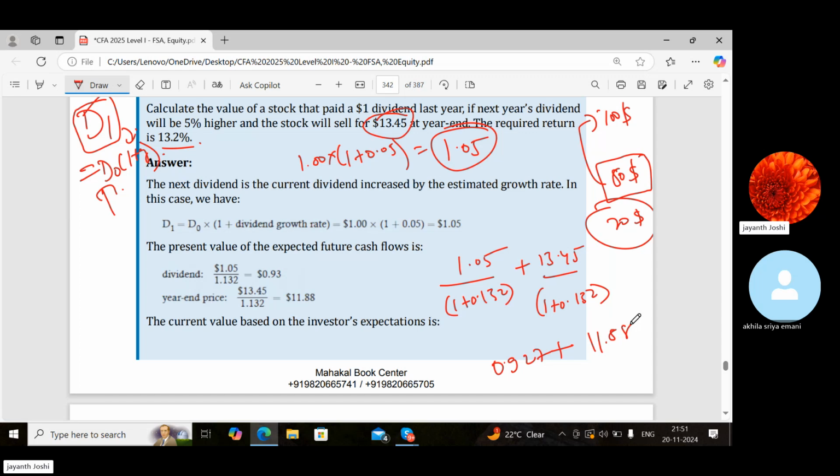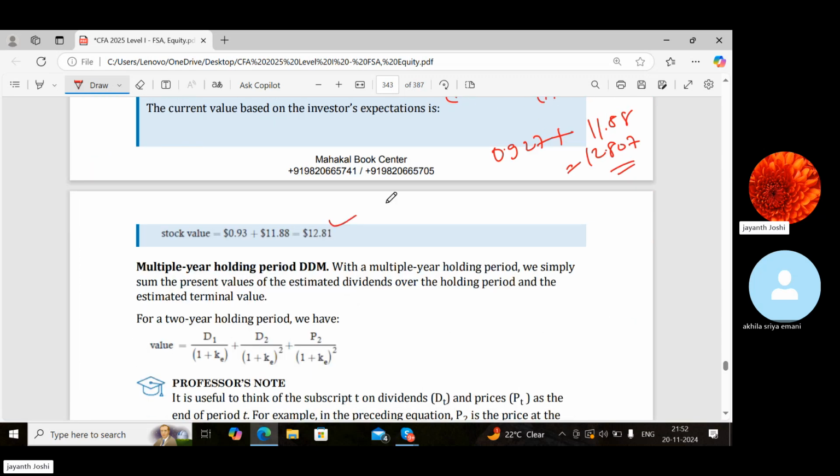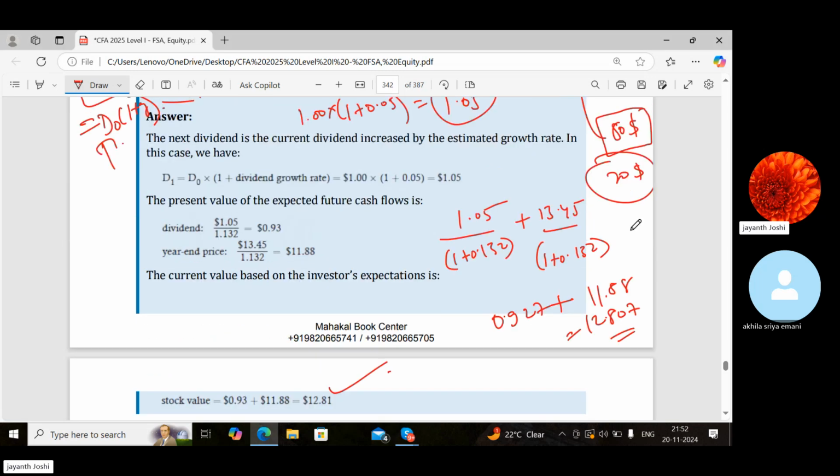11.88. You need to add this. It is 12.807. This is the stock value. This is the present value of future cash flows. Please make a note of this and calculate. We'll go to the next question.